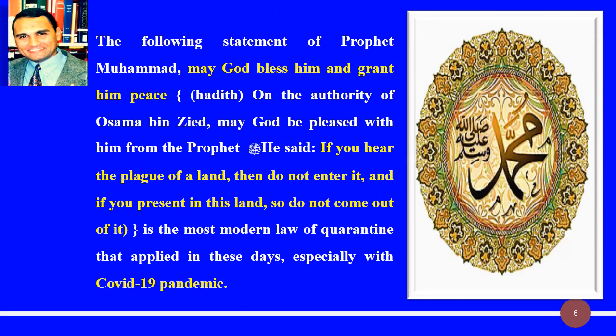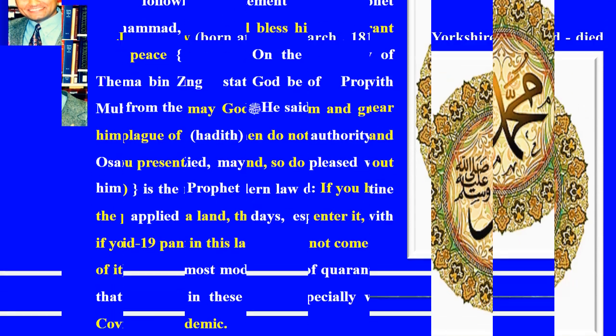The following is a statement of Prophet Muhammad, may God bless him and grant him peace, in a hadith on the authority of Osama ibn Zayd, may God be pleased with him. The Prophet, peace upon him, said, if you hear of the plague in a land, then don't enter it, and if you are present in this land, then don't come out of it. It is the most modern law of quarantine that is applied these days, especially with the COVID-19 pandemic.